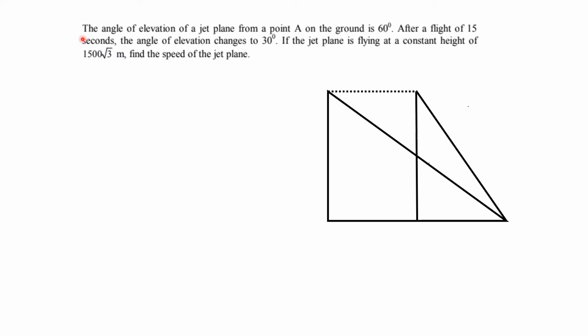Today we are going to see the next problem in the trigonometry application. The angle of elevation of a jet plane from a point A on the ground is 60 degrees. After a flight of 15 seconds, the angle of elevation changes to 30 degrees. If the jet plane is flying at a constant height of 1500 root 3 meters, find the speed of the jet plane.